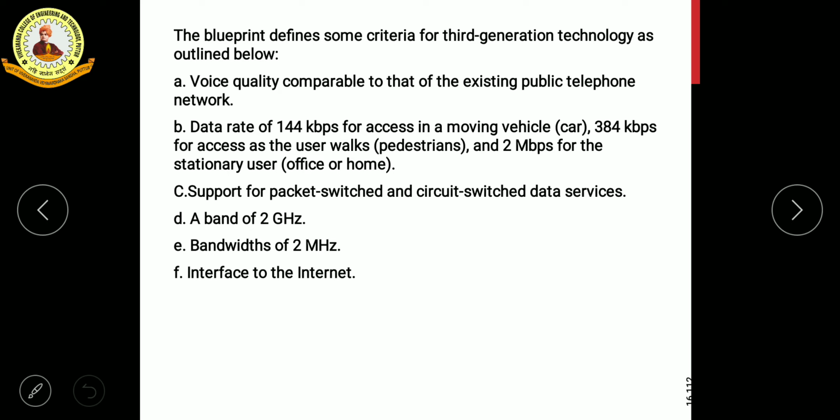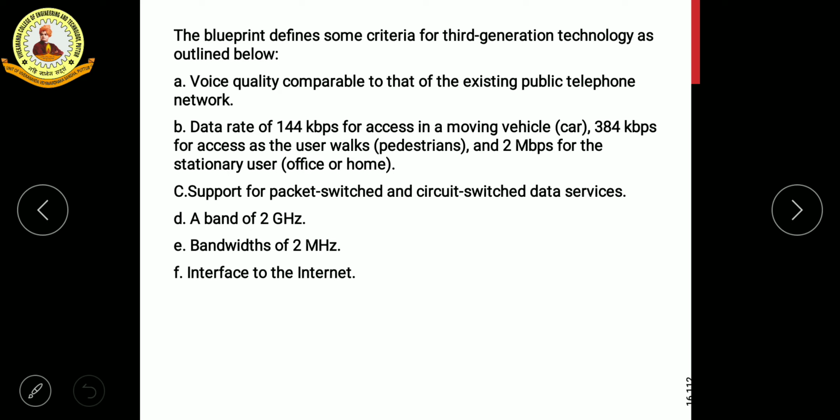Then voice quality comparable to that of the existing public telephone network. Then a data rate of 144 kbps for access in a moving vehicle. So this is the data rate: 384 kbps when a user walks and 2 Mbps for stationary units. So it is very similar to the 4G network our service providers give. It is actually the 3G standard that we are enjoying now as 4G.